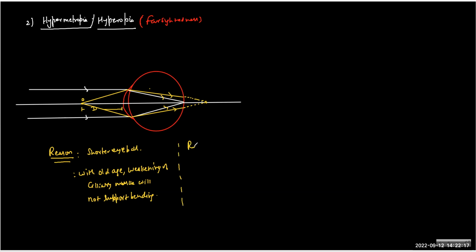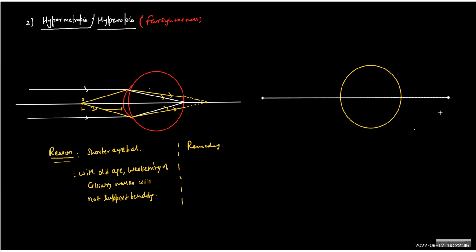What is the remedy? You need to support some bending. Then convex. Yes, because your eye lens is not so powerful, so to add some power, what will you do? Add more converging system, which is a converging lens, which is a convex lens. Understood? That's logical.